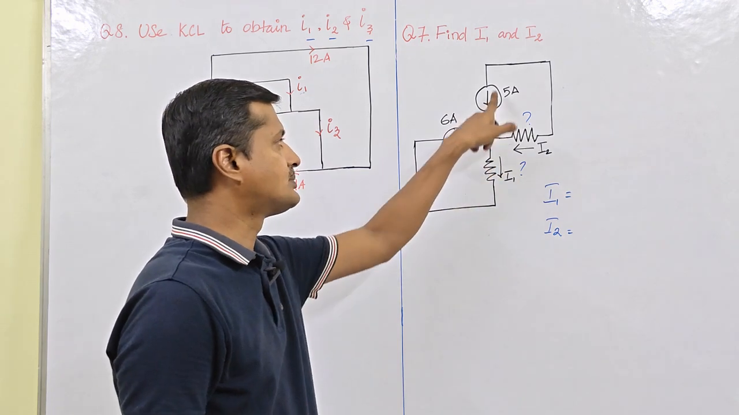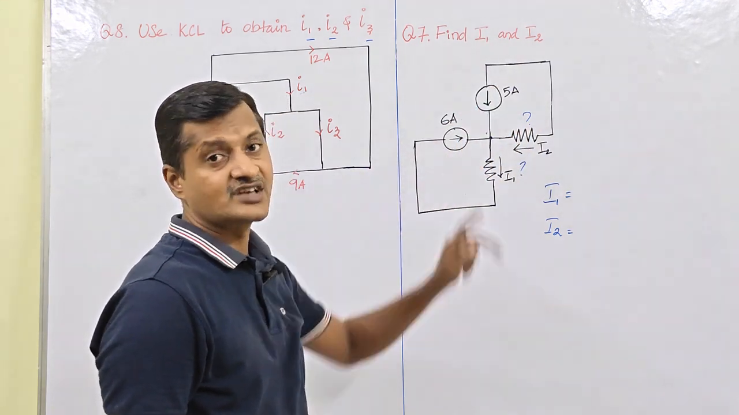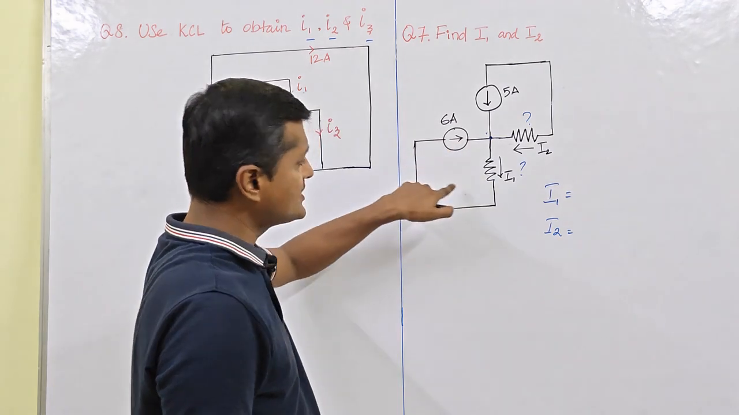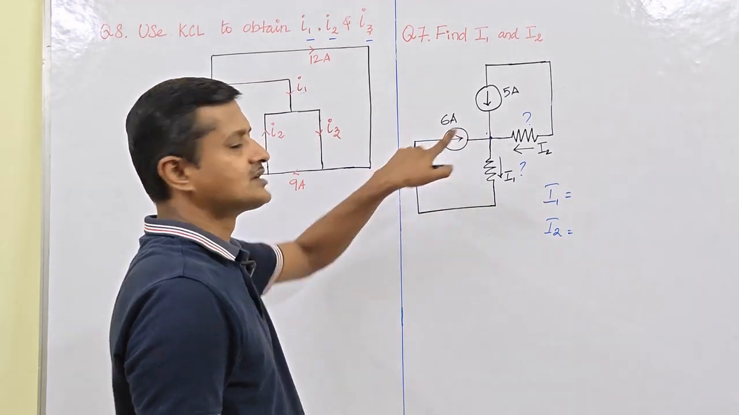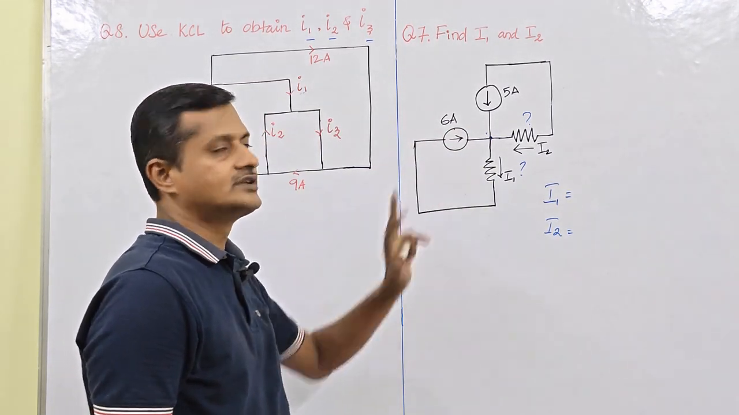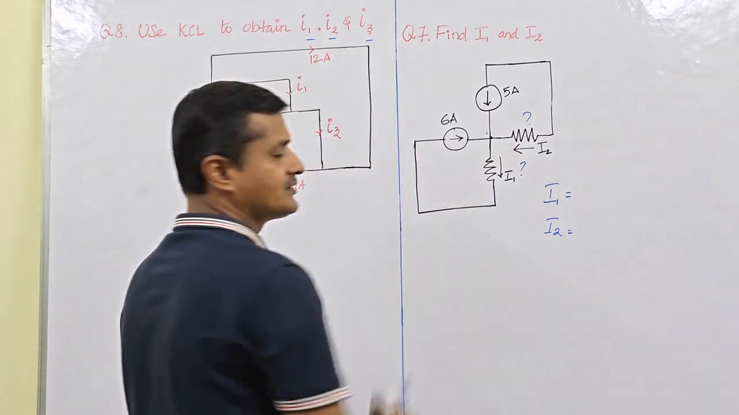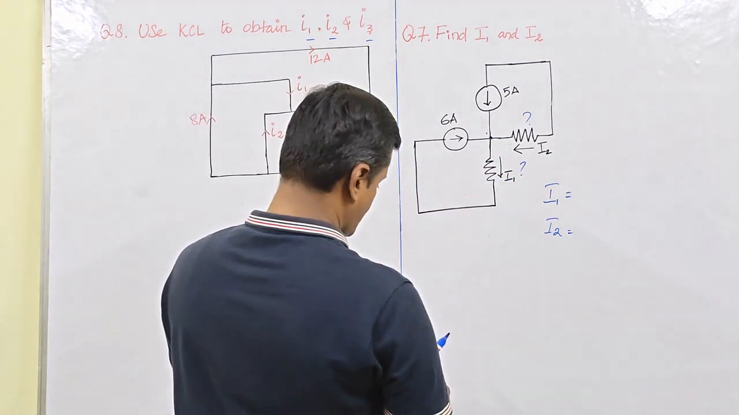Since it is a single node, we have only circulating current here. In the same way, if we take this loop, we have only circulating current. There is no return path for the current. So in this loop we have only circulating current. Now, what is the value of I1 and I2?